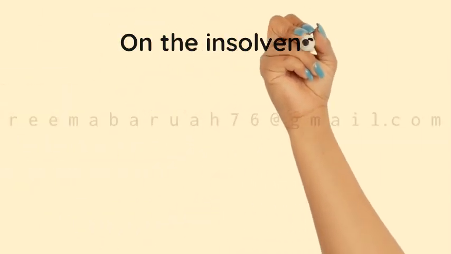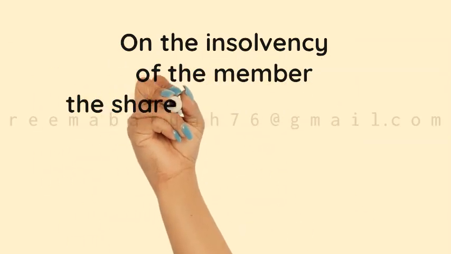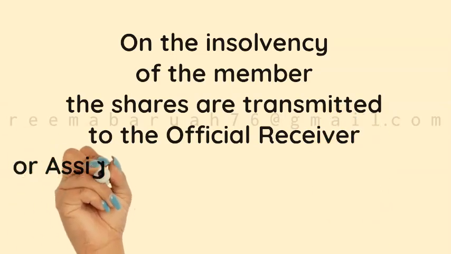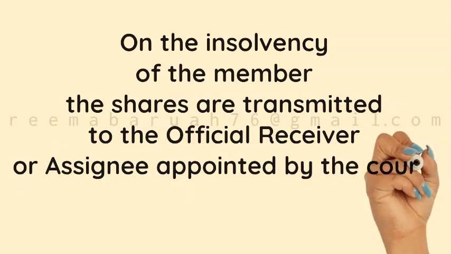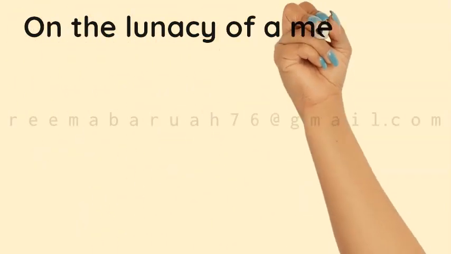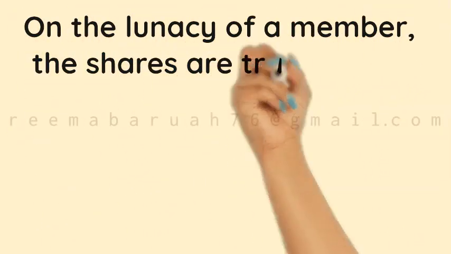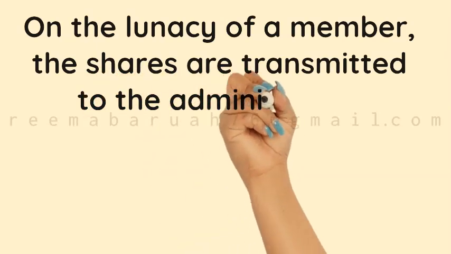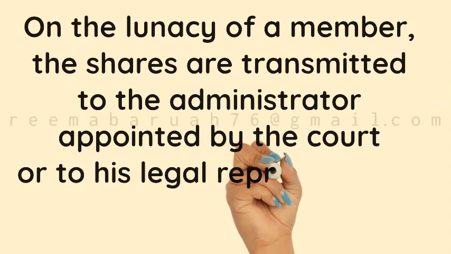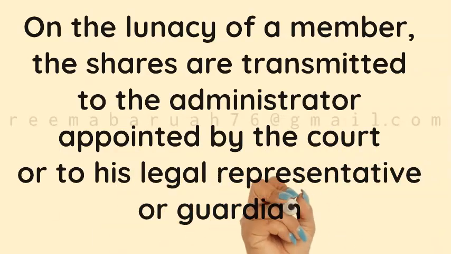On the insolvency of the member, the shares are transmitted to the official receiver or assignee appointed by the court. Or on the lunacy of a member, the shares are transmitted to the administrator appointed by the court or to his legal representative or guardian.